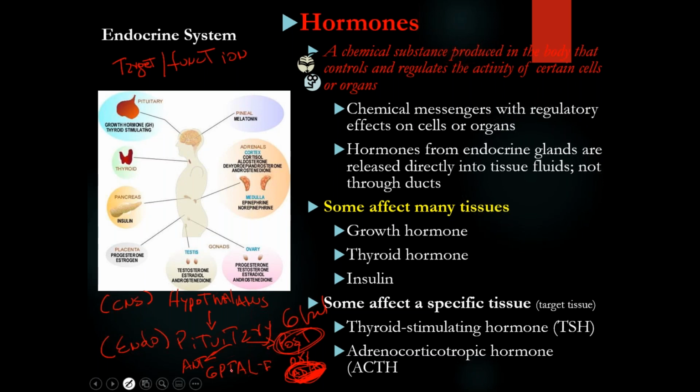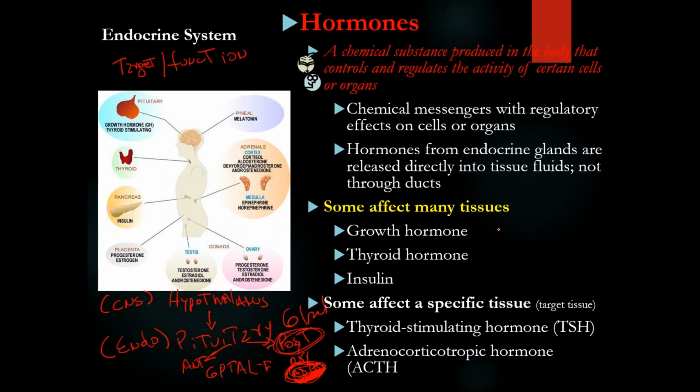TSH is going to stimulate the thyroid gland. So the thyroid gland does not produce TSH. The TSH is the one that arrives at the thyroid gland from the pituitary gland, and then the thyroid gland is able to produce the T3 and T4. The ACTH target organ is the cortex of the adrenal gland to produce aldosterone, cortisol, and sex hormones. LH is the one that produces the ovulation in the ovary. And FSH is the one that produces the proliferation of the follicles in the ovary.